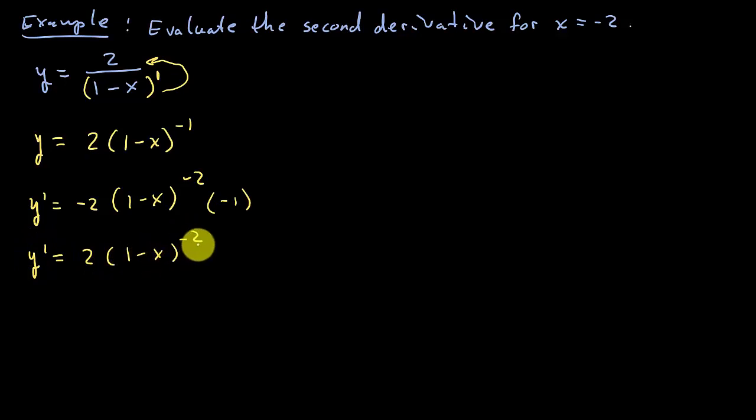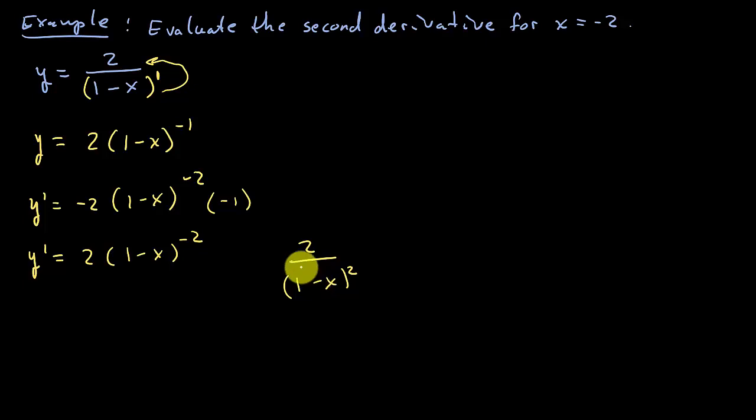Now, notice I didn't bring this down. I didn't rewrite this as 2 over 1 minus x squared, okay? Now, if that's all you wanted was the first derivative, then you would go ahead and write it like this.